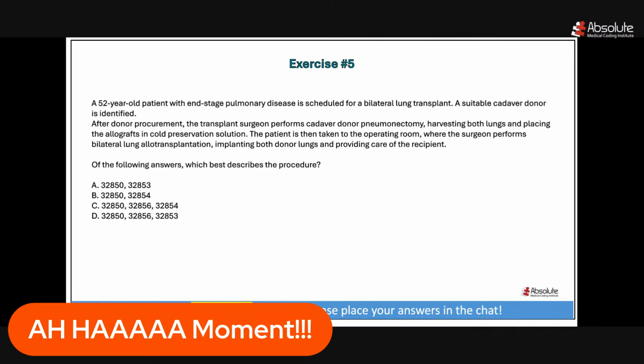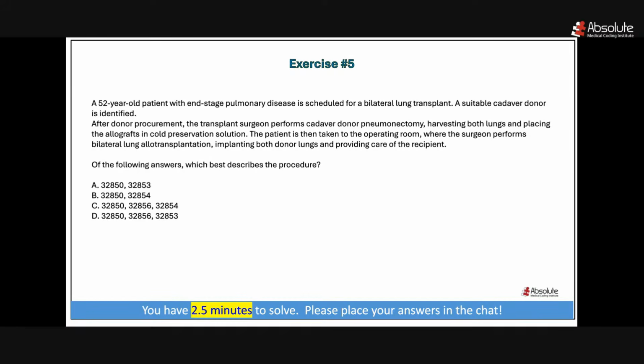A 52-year-old patient with end-stage pulmonary disease is scheduled for a bilateral lung transplant. A suitable cadaver donor is identified after donor procurement. The transplant surgeon performs cadaver donor pneumonectomy, harvesting both lungs and placing the allograft in cold preservation solution. The patient is then taken to the operating room where the surgeon performs bilateral lung allotransplantation, implanting both donor lungs and providing care for the patient. Of the following answers, which best describes the procedure? I can see some answers are already in the chat. Okay, your time begins now, coders.